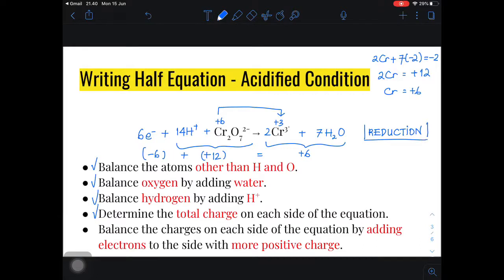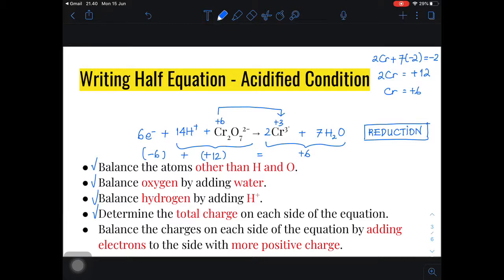So whether we are determining the process based on the electron movement or based on the oxidation state, we will get the same result, that this half equation is indeed a reduction process. Now everything is balanced and the half equation is done.